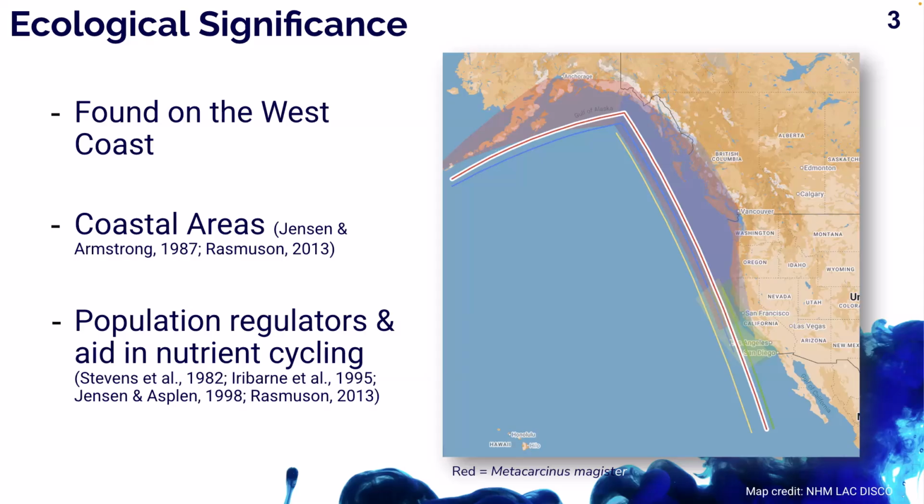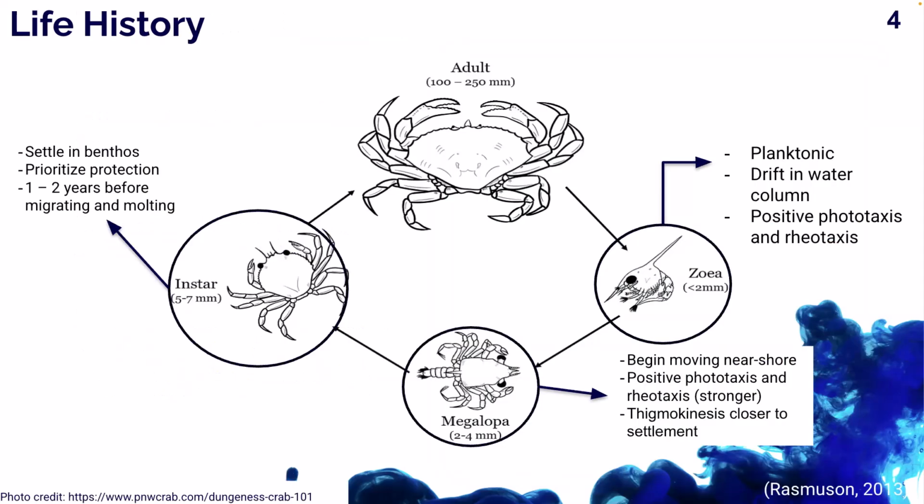Along with their ecological significance, I want to talk a little bit about their life history because there's a specific life stage that we'll be focusing on later on in this talk. So for their life history, once they are hatched from the eggs, they start off as zoea, and they're planktonic and they drift in the water column and exhibit a positive phototaxis and rheotaxis. That positive phototaxis meaning they're attracted towards the light, and that rheotaxis they're attracted towards water currents.